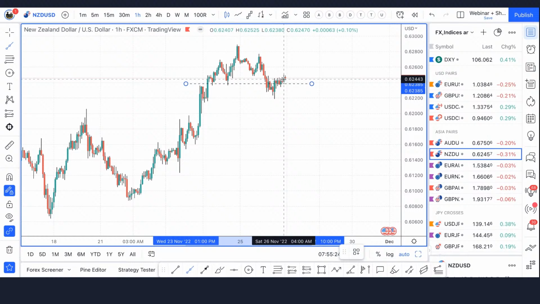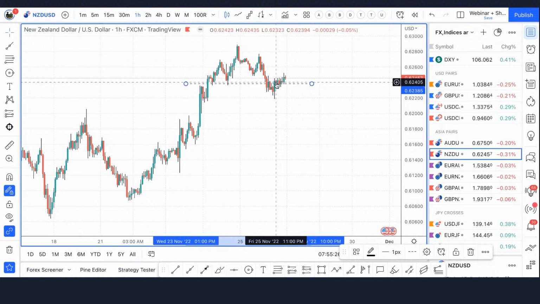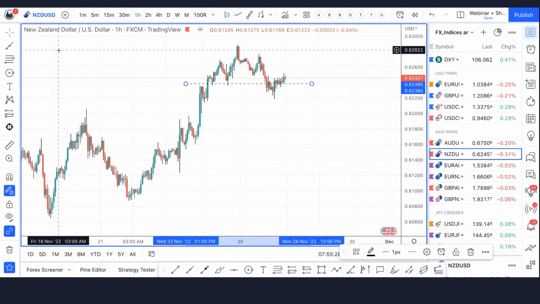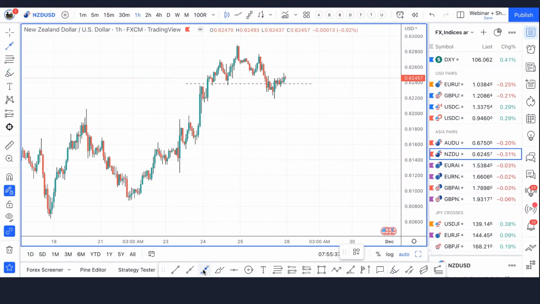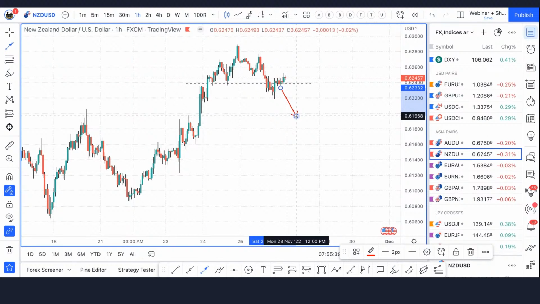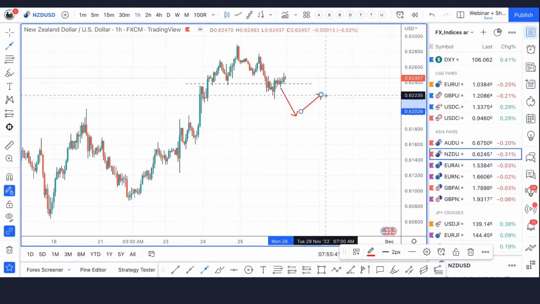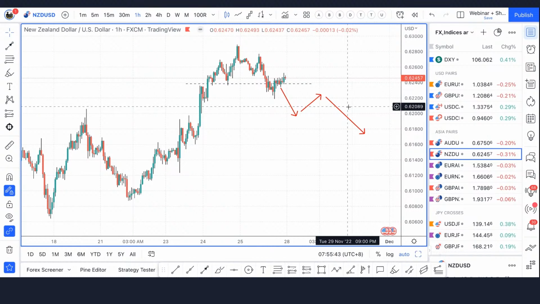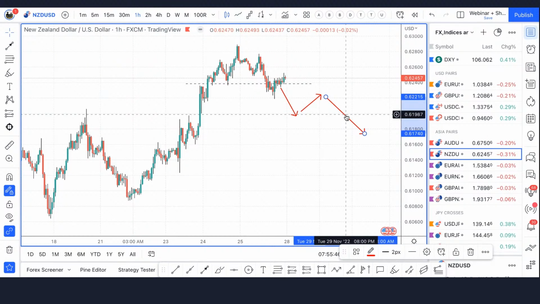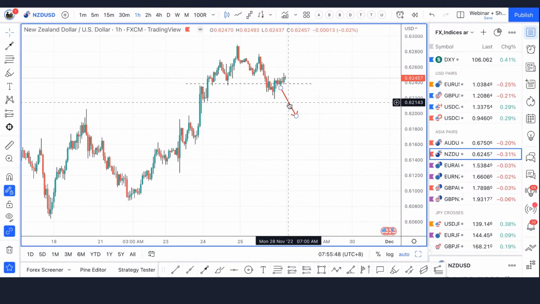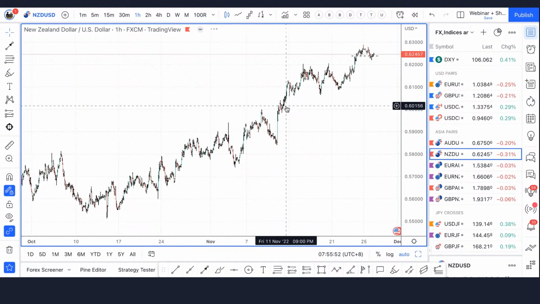So if you don't want to jump the gun, maybe you want to look at more information, or rather wait for more confirmation in order for you to go on. Maybe you want to see if there's a lower low before you go short on this New Zealand USD. But New Zealand USD is a pretty strong pair as a major compared to USD.